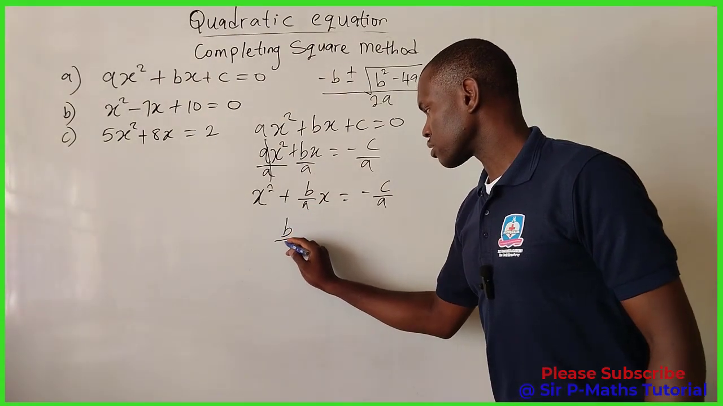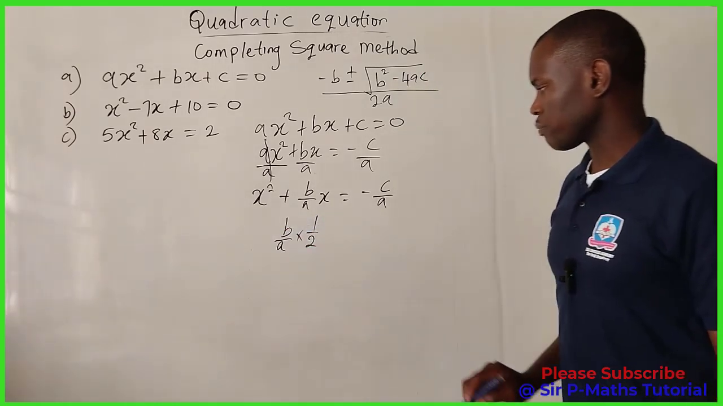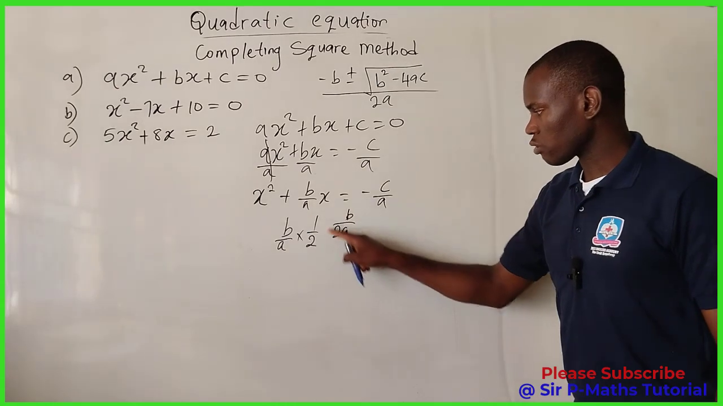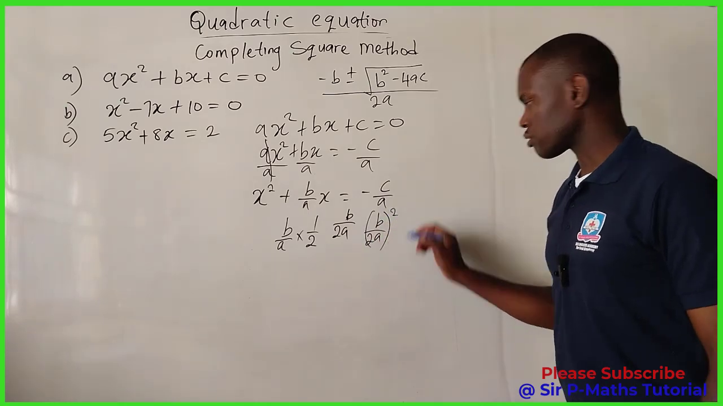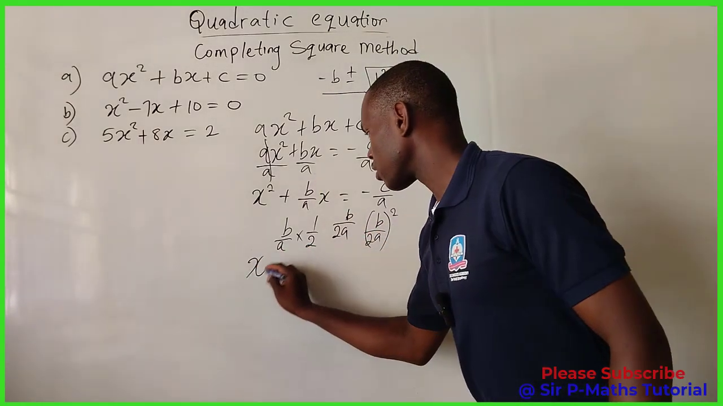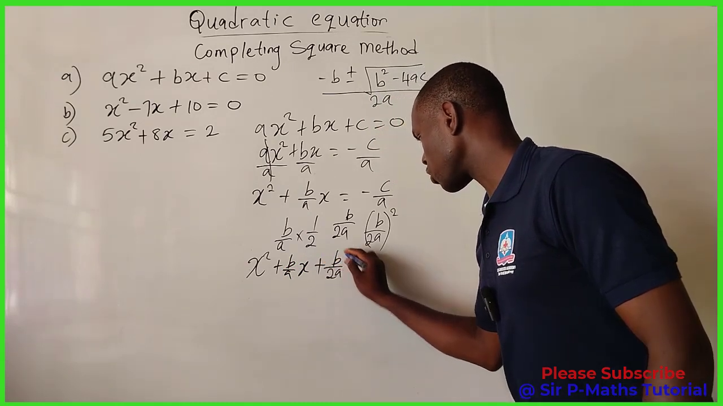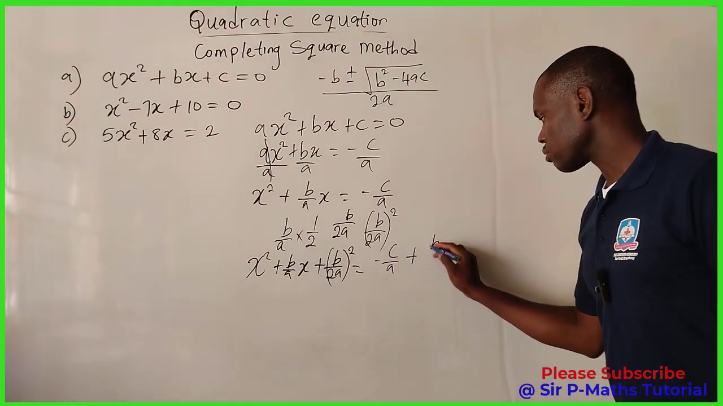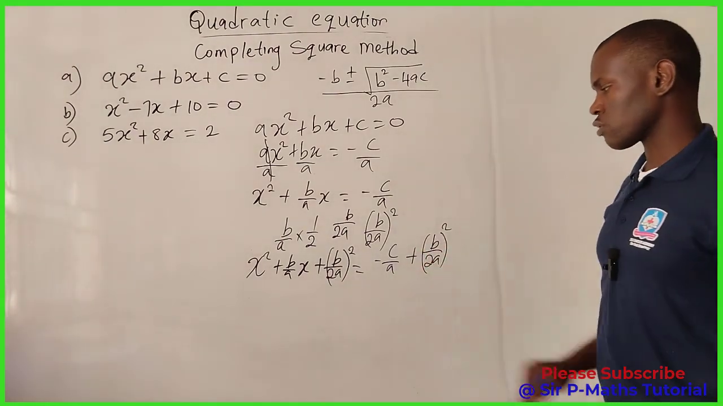Now the coefficient of x is b over a. The half of it is multiplying by 1 over 2. If you multiply here, you will have b over 2a. Now get the square of this fraction. We'll have b over 2a all squared. Alright, so having gotten this, add it to both sides of the equation. Then we'll have x squared plus b over a x plus b over 2a all raised to the power 2 equal to minus c over a plus b over 2a all squared. I've added the fraction to both sides of the equation.